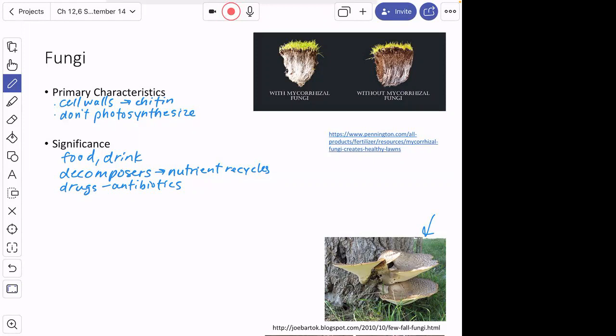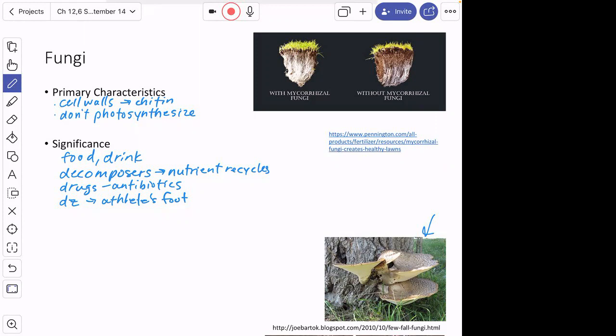Let's not forget disease. Things like athlete's foot caused by a fungus, yeast infections, thrush are some of the not too serious ones. There can be lung infections, things that are much more serious. It is hard to treat fungal infections because we're trying to kill a eukaryotic cell in our body. We have fewer drugs that can do that without harming us.